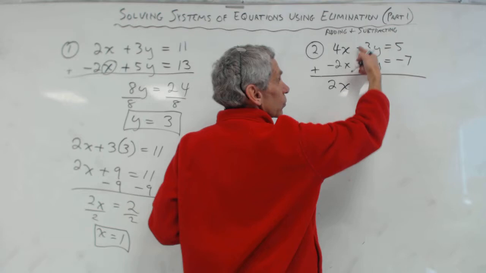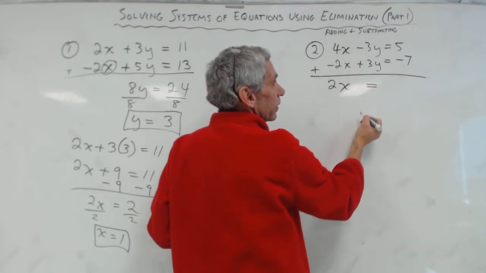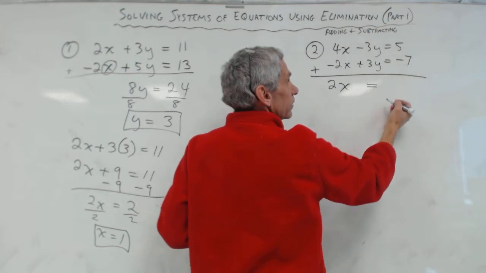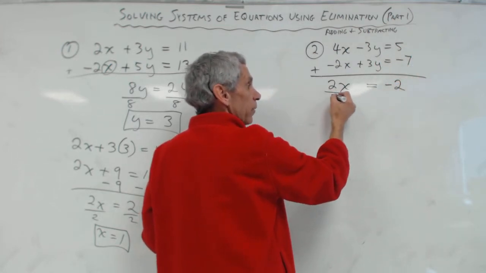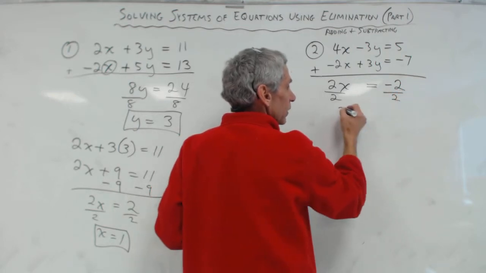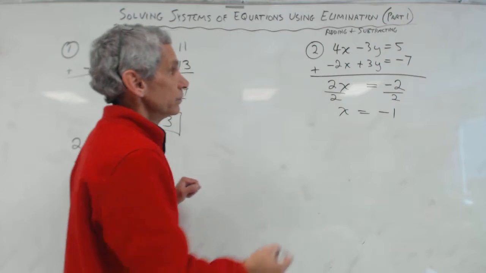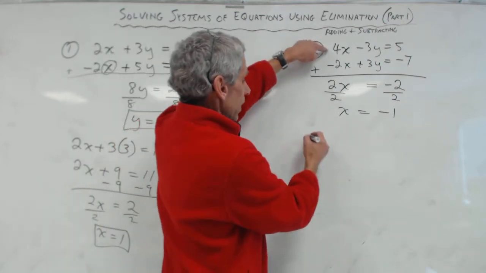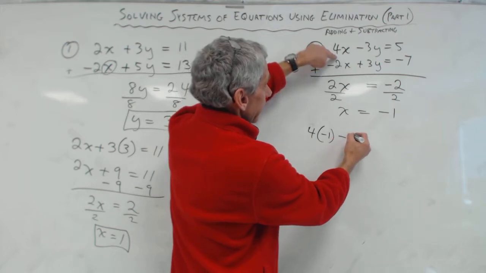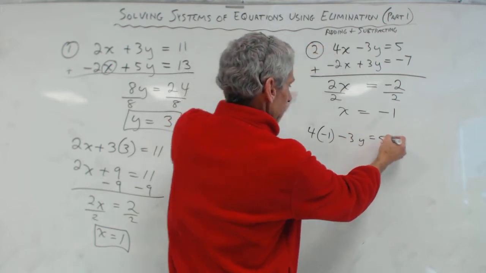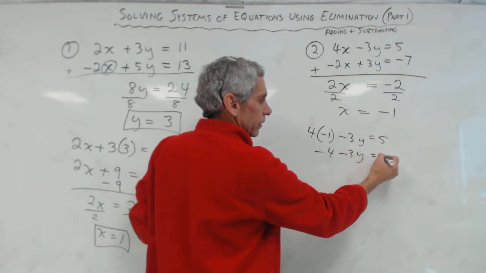And notice those cross out. I don't have to write anything. I'll just put an equal sign. 5 minus 7 is -2. And I just divide by 2. x is equal to negative 1. And then you would go to the top with your negative 1. So 4 times negative 1 is negative 4, minus 3y equals 5. You're right.